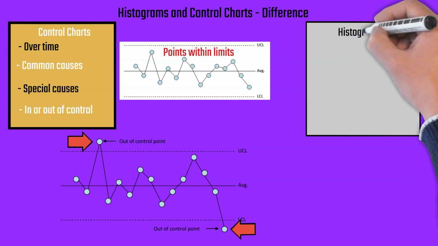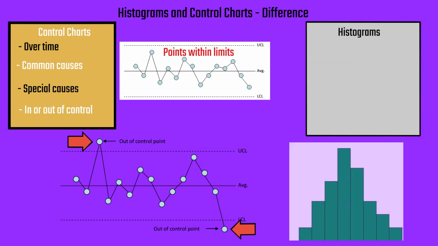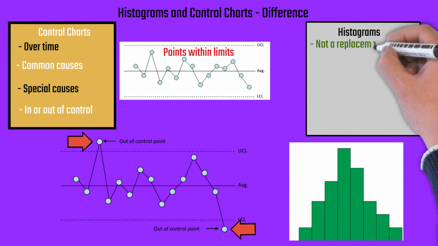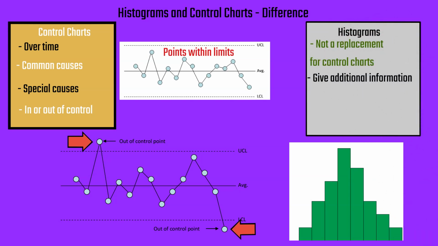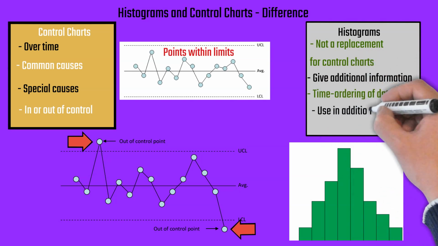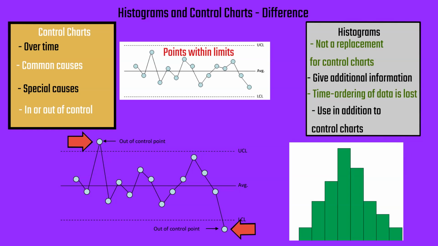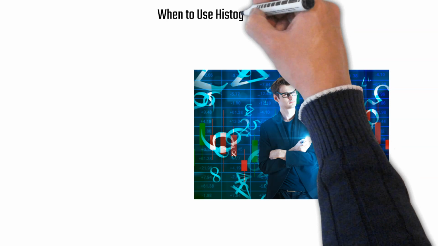A histogram does not do that, but it gives you additional information. So it's not a replacement for control charts. What happens with histograms is you lose the time orderedness of the data. But you want to use one in addition to control charts because it will help tell you some things about your process. So when do you want to use a histogram?